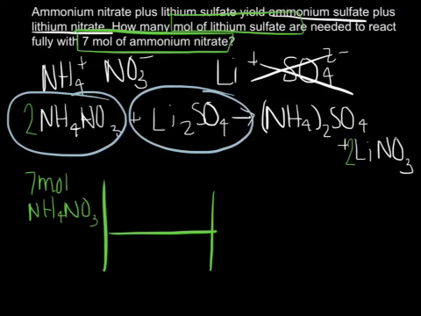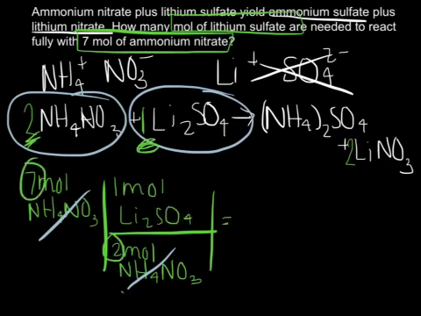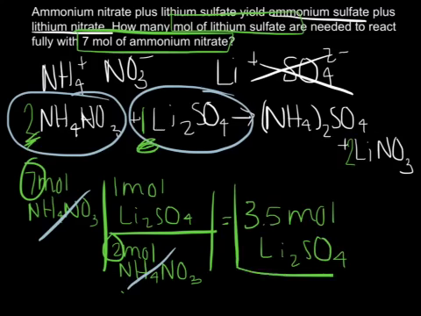Let's write it now. So we have 2 moles from this 2 there, and this we know is a 1 because chemists are lazy. So we have 2 moles of ammonium nitrate, and that goes on the bottom because they have to cancel out. And then we can go back to our 1 mole of lithium sulfate. So now we do our math. 7 divided by 2 is 3.5 moles of lithium sulfate. Okay, now you try.